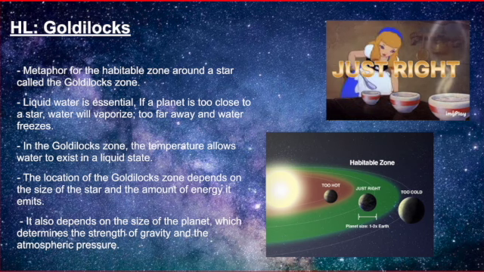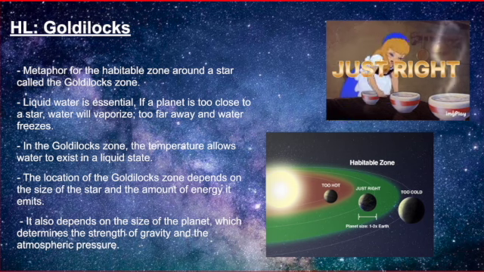Liquid water is essential, as we've said this whole time. So if a planet is too close to the star, water will vaporize. Too far away, and the water will freeze. So in the Goldilocks zone, the temperature allows water to exist in a liquid state, which is crucial for life, or at least what we think is crucial for life.